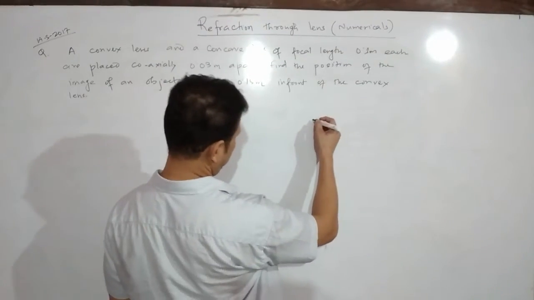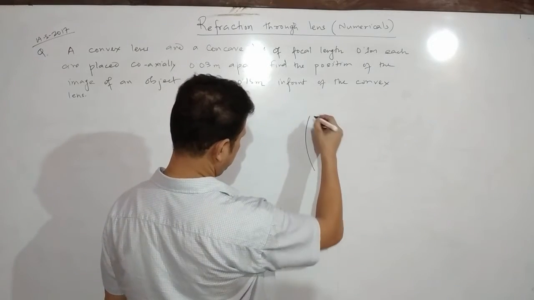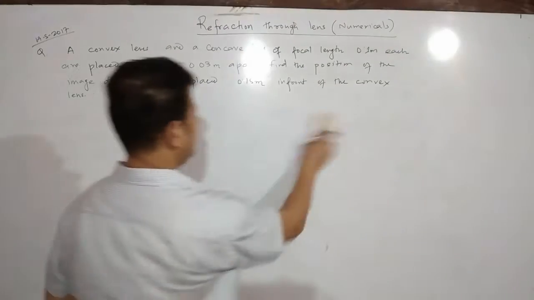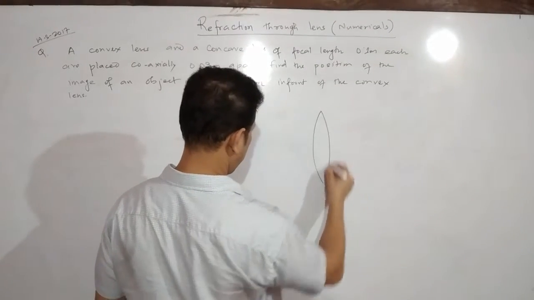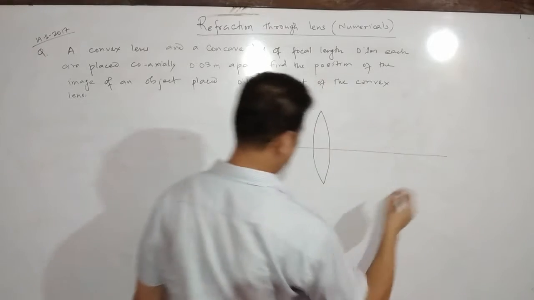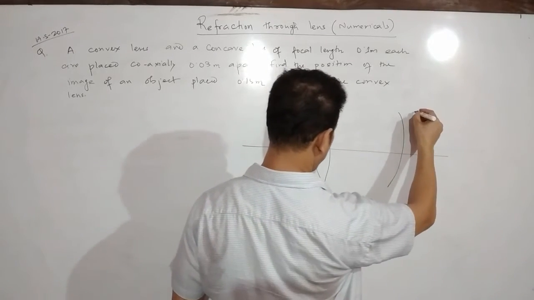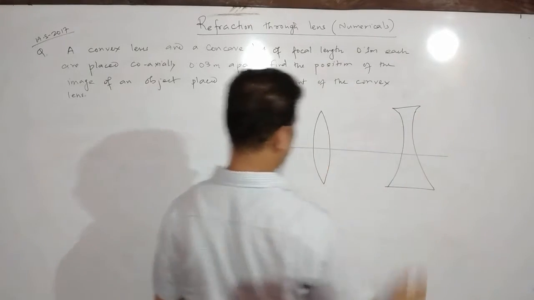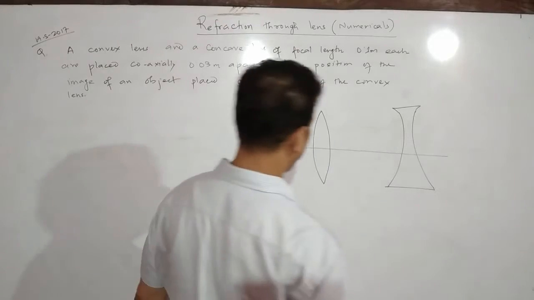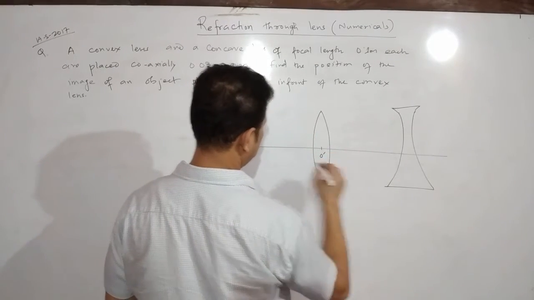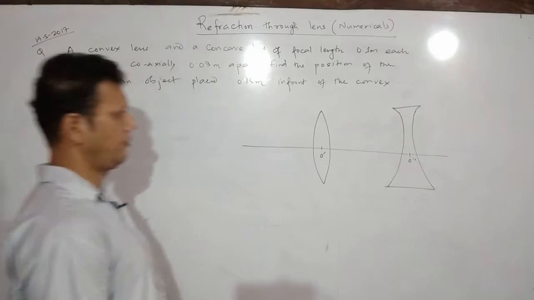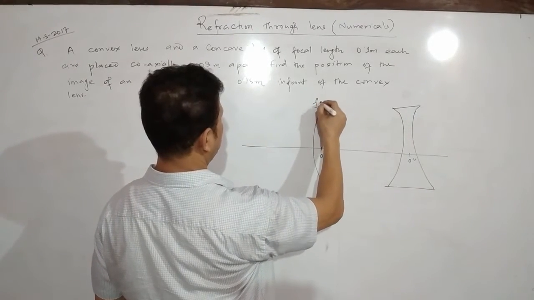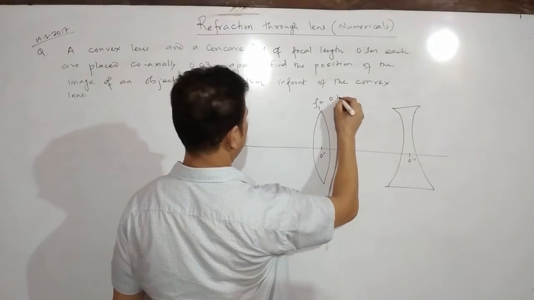Let me first draw the ray diagram, for which I will put two lenses. We will consider two lenses. So this is one lens, this is its principal axis, and this is the other lens. One is convex and another one is concave. Their optical centers I name O and O double dash. Suppose the focal length of the first is f1, f1 is equal to 0.1 meter.